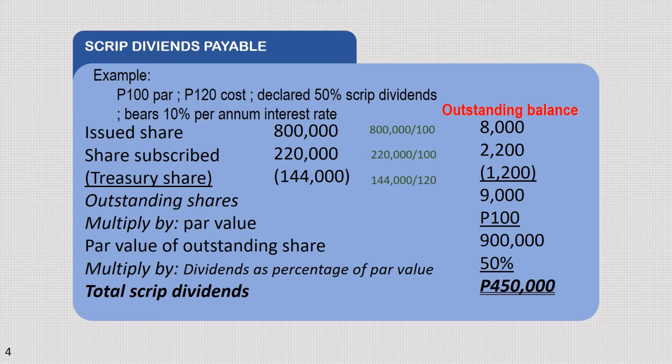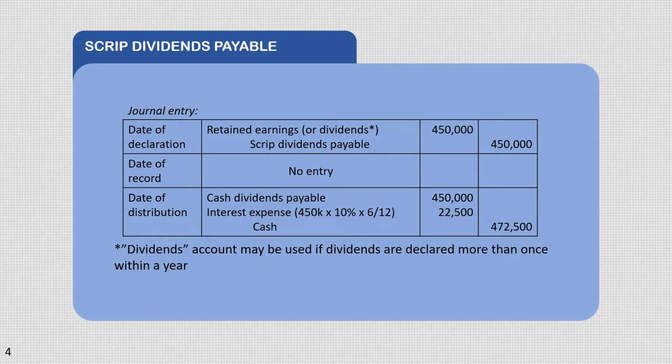So, to number 8, di ba ang outstanding share natin kanina ay 9,000. I-multiply natin ito sa par value na 100 peso, which we will have 900,000. Ayun yung par value of outstanding share. Then, i-multiply natin siya sa 50%, which represents the dividends as percentage of par value, and we will get a total scrip dividends of 450,000. For the journal entry, same journal as the cash dividends sa date of declaration, pero ibang account ang nakadebit since ibang dividends ang kinumpute natin. Nagkaiba lang sa date of distribution, which is may interest expense na nakadebit.